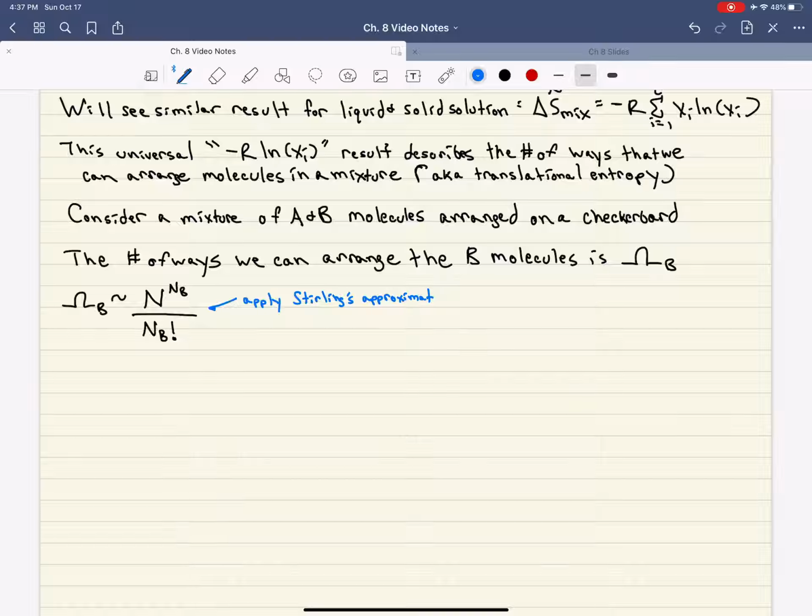And Stirling's approximation was just saying that natural log of some n factorial could be written in this form, minus nb. Okay? If we took the exponential of both sides, we could also write it in this form, where we have nb divided by e, and this is all raised to the nb. So that's just a way to rearrange Stirling's approximation.